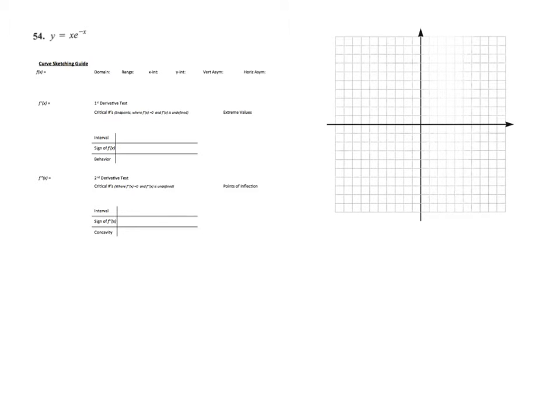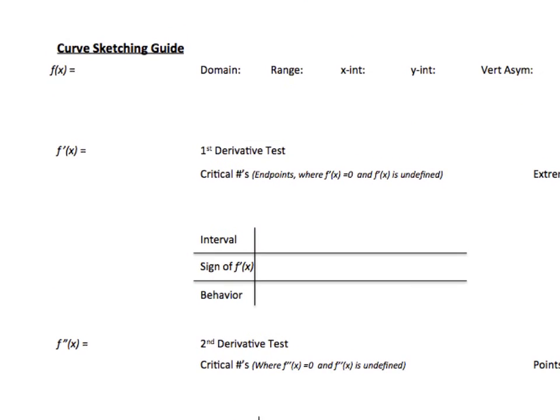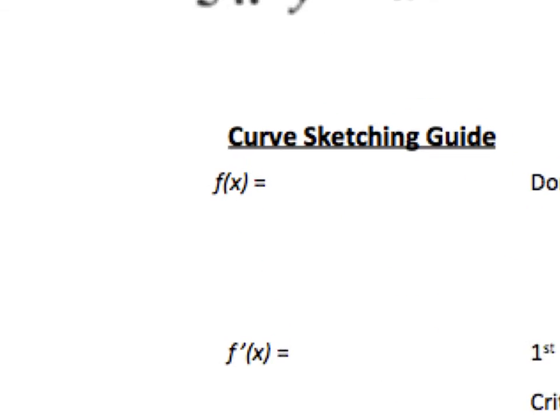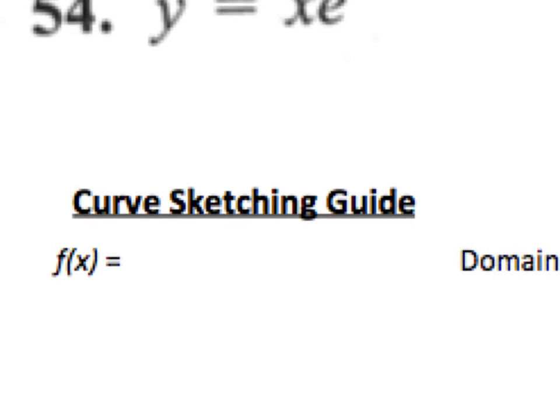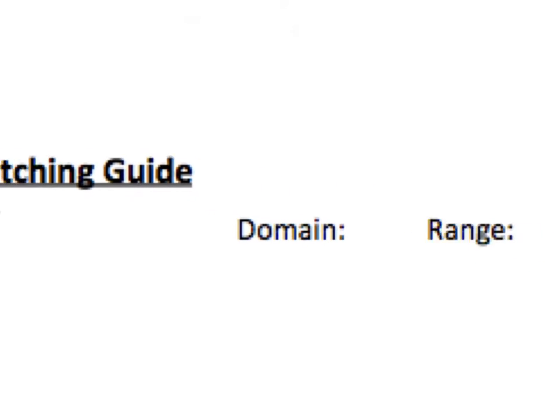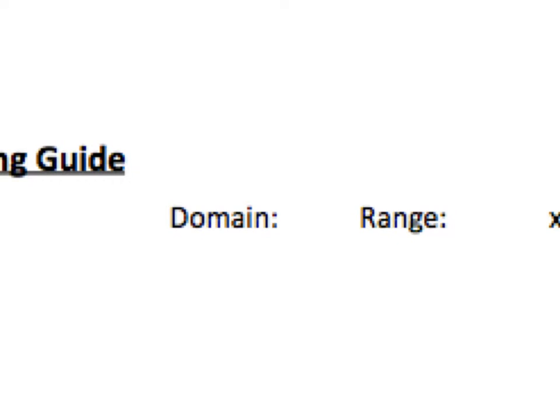Let's go ahead and graph this curve, or this equation, x times e to the negative x. And so I'm going to come in here and do the curve sketching guide. The first thing I'm going to do is rewrite my function as x times e to the negative x power. The domain of this function: I can plug in any number for x, from negative infinity to positive infinity.